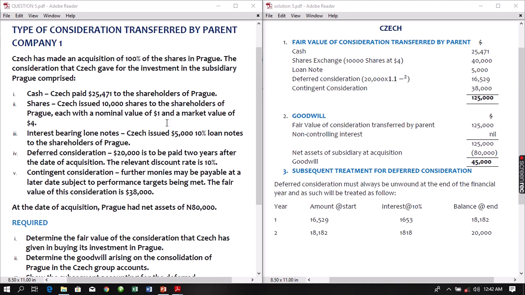And also the third one says the interest-bearing loan note is $5,000.